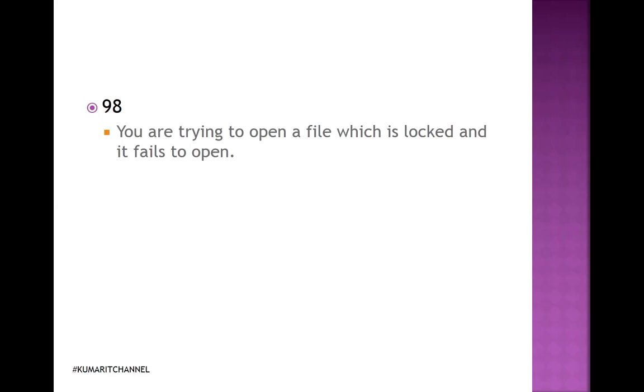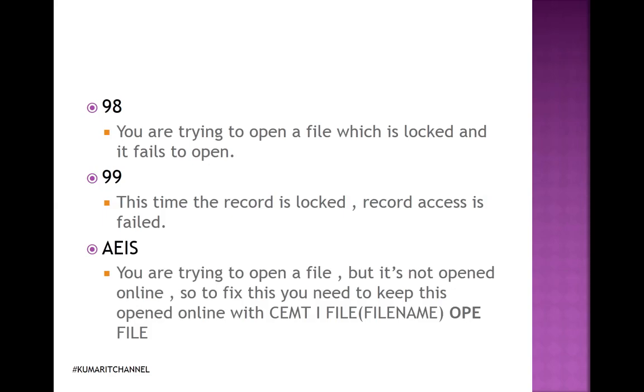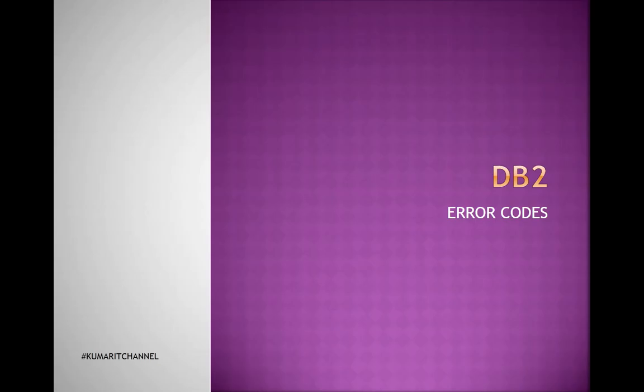Especially during batch times, when a VSAM file is used during the night, and someone from online tries to fetch some information, these kinds of issues come up. 99: the record is locked and record access has failed. Another abend is AEIS: you're trying to open a file which is not opened in the online region, so we need to make sure it is open. We can open it using CEMT, with the file name, so that it gets opened there. Okay, so these were the VSAM codes.